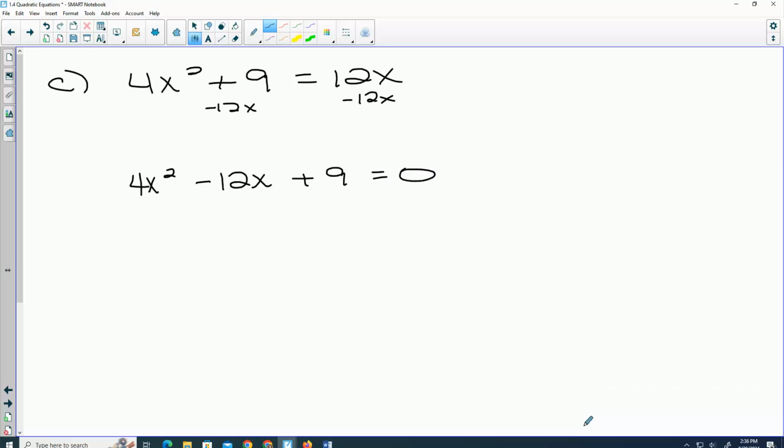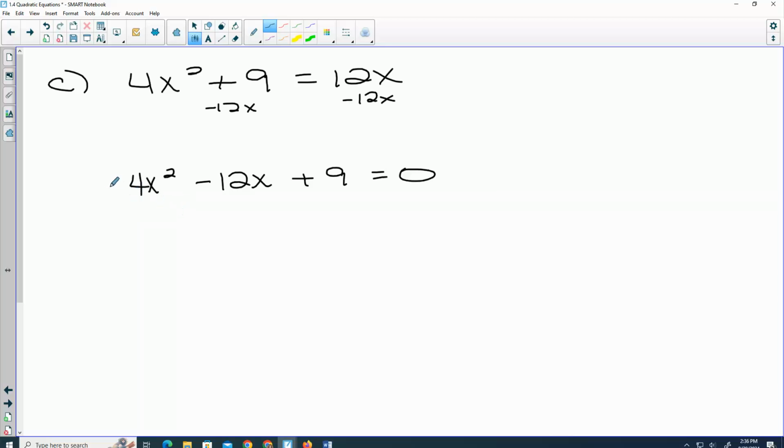Okay, we check. Is there a greatest common factor? No. You definitely need to look for that before you slip and slide, because if you miss it, the slip and slide will give you the wrong answer at the end. So always check for a greatest common factor, and also for slip and slide to work right, this needs to be a positive number in front.